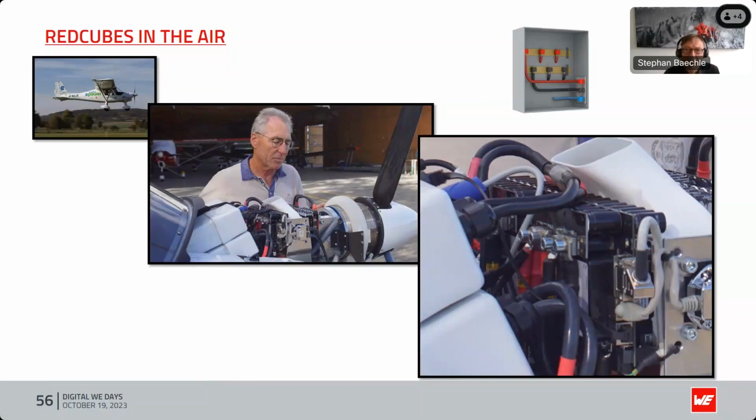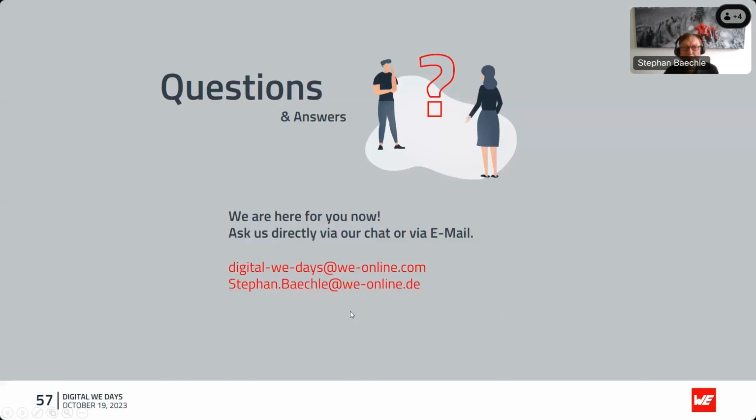kilowatts. And this is done with 17 RedCubes, which are placed on the PCB, on the motor control PCB, you can see here, and also on the battery side of the PCB. So this should be it with my presentation.